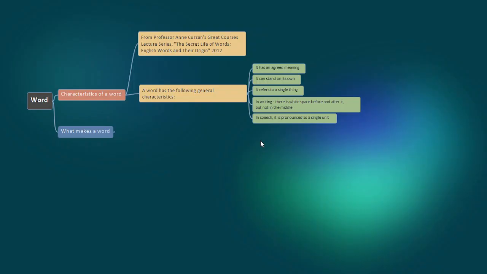Then the next two criteria come down to how we write them and how we speak them. In writing, we don't write a word with white space in the middle. We have space before it and after it, but not inside of it. And in speech, we pronounce it as a single unit. So let's now look at the things that make up a word.